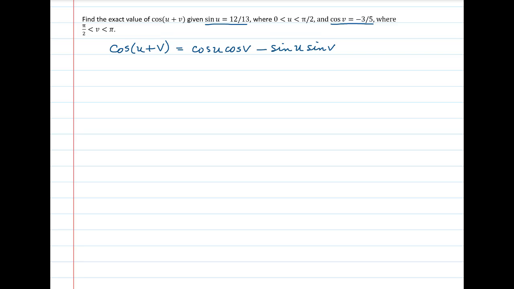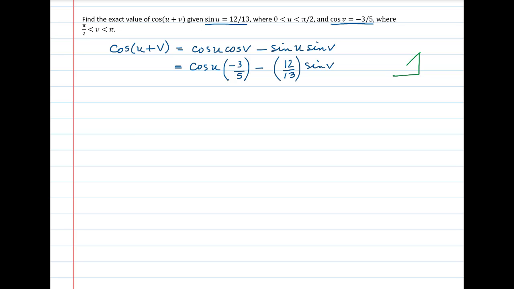So we're going to take the information that we have, and notice how they give you the sine of u and they give you the cosine of v. And we're going to use our right triangle trigonometry to figure out the other trig functions that we need. Notice how we don't have cosine of u, but we have cosine of v, and that's negative 3/5. Minus, we have sine of u, it's 12 over 13, and we do not have sine of v.